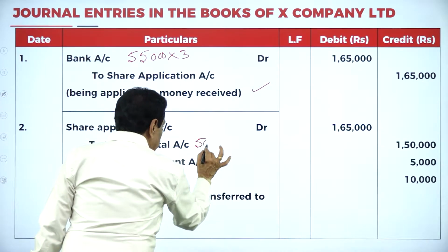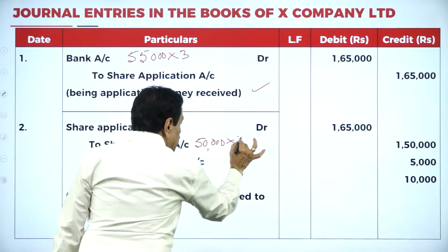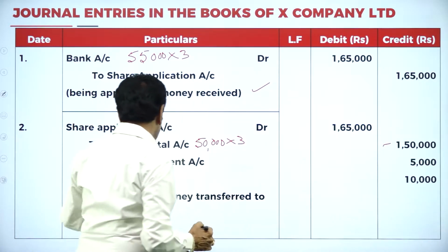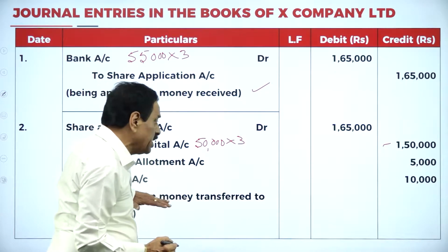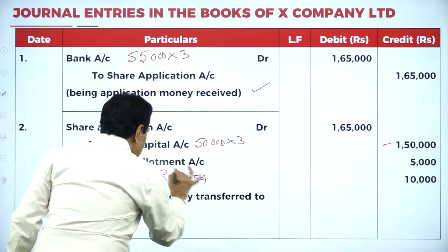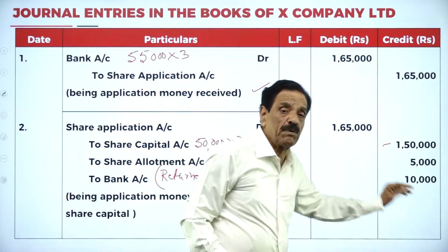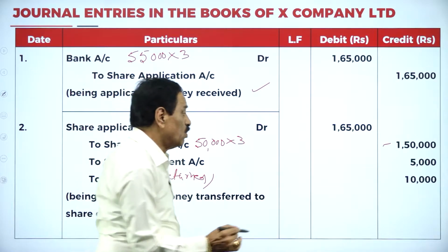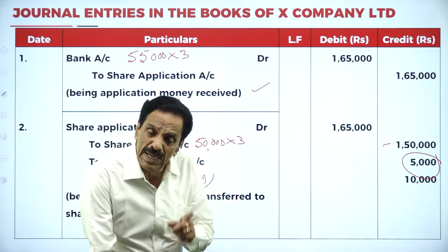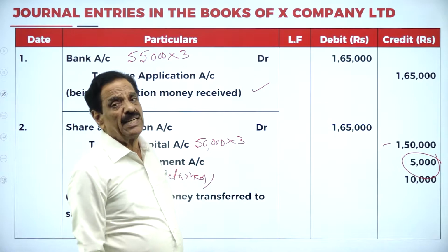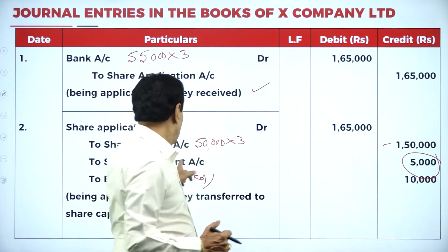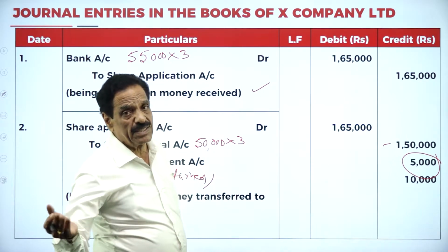Actually, you have 50,000 shares of 3 rupees each. How much do you require? 1,50,000 is required. Then how much was returned? 10,000 has been returned to the public. So how much is left? 5,000 adjusted to allotment. What is the first entry? Bank account debit to share application account. Second entry, share application account debit to share capital account. Then to share allotment, the excess amount of 5,000 has been adjusted.